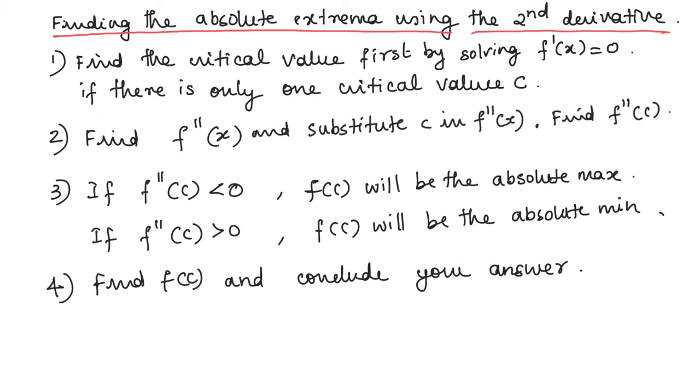What happens if we get a 0 while finding f double prime of c? This number can be negative, positive, or 0, right? If you get a 0, we cannot conclude anything from that. We don't know whether it is a maximum or minimum. We cannot apply this theorem. So we need to go back and apply the first derivative test.